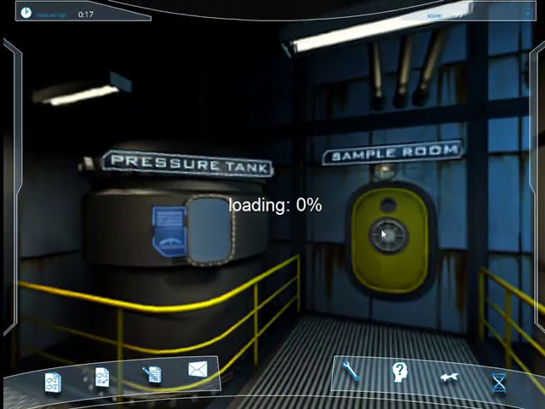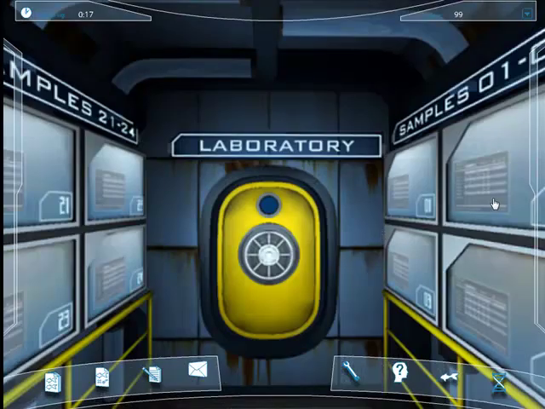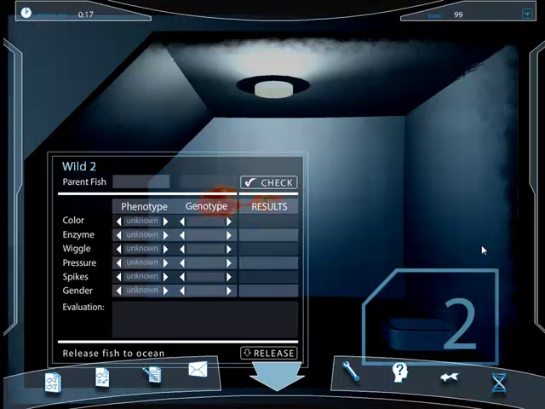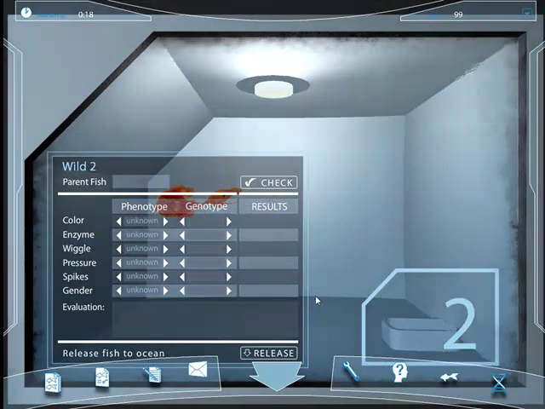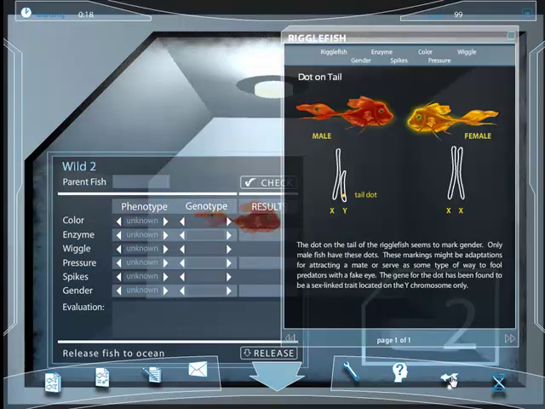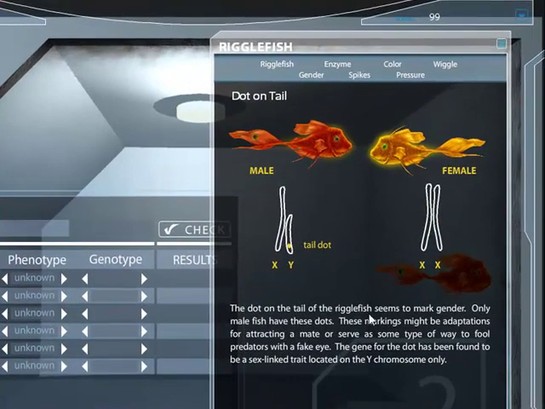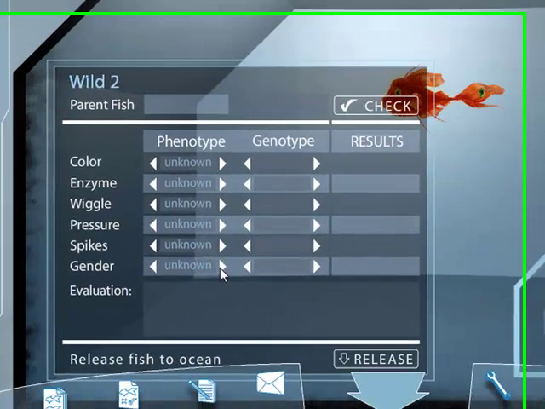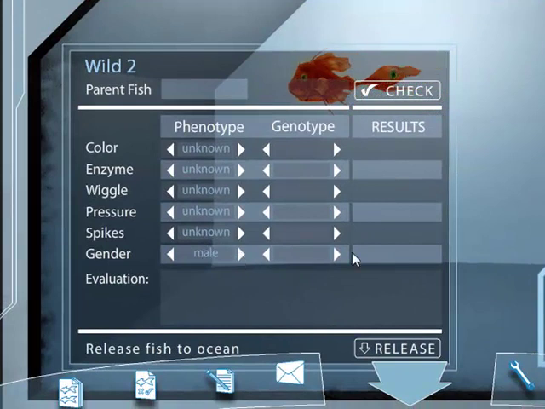When players return to the lab, the fish they captured are transferred to the sample tanks, where players can observe them and begin identifying the phenotypes and genotypes of the fish they collected. To do this, players use one of the guides provided within the program. It offers background information on each of the traits the player is tracking. For example, male Rigglefish all have spots on their tails, so determining gender in this case is a simple matter of observation.